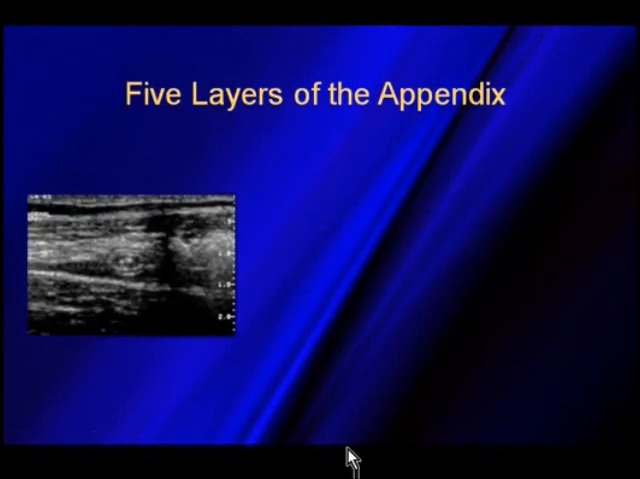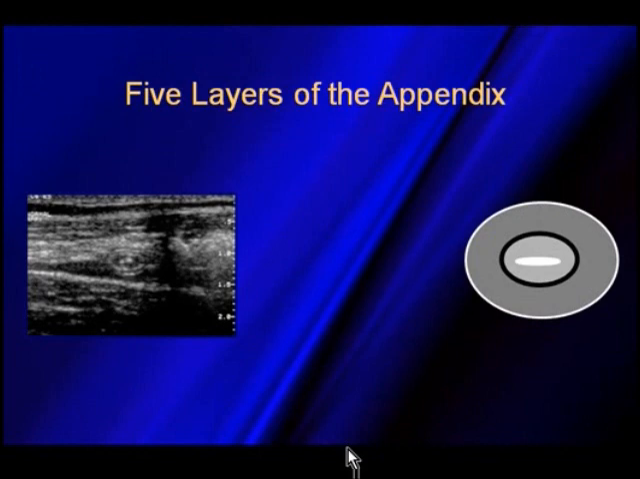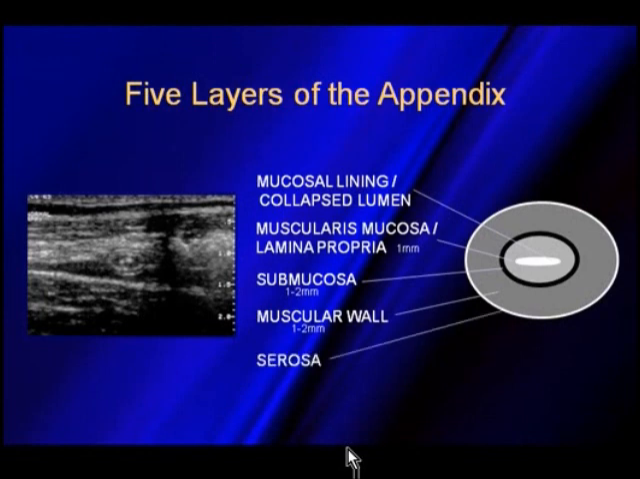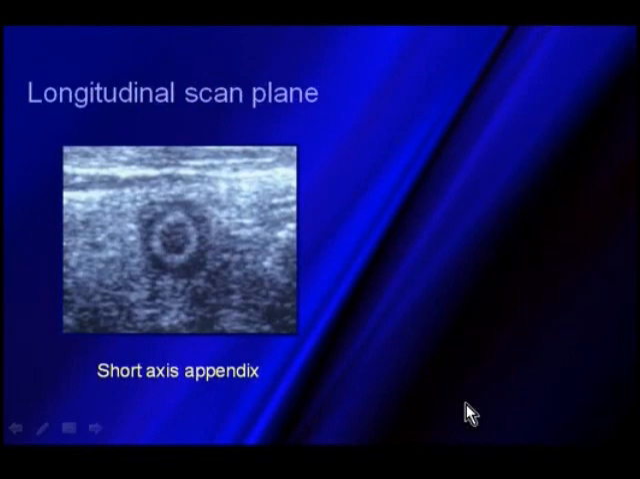Actually, there are 5 layers of the normal appendix, and typically we don't see all 5 layers, but with our higher resolution equipment now, occasionally you may see these 5 layers, and you can see that these are the different layers and approximately the measurements of them. Main thing is when you're measuring the appendix, make sure that you measure from the outermost echogenic layer from one side to the other, and occasionally we will see these 5 layers.